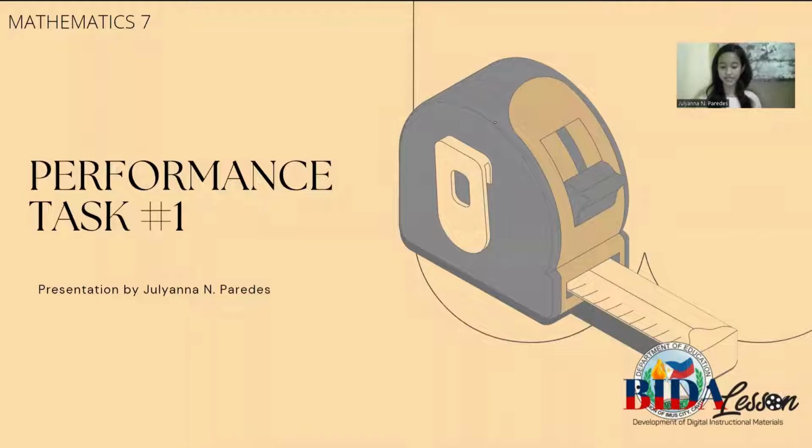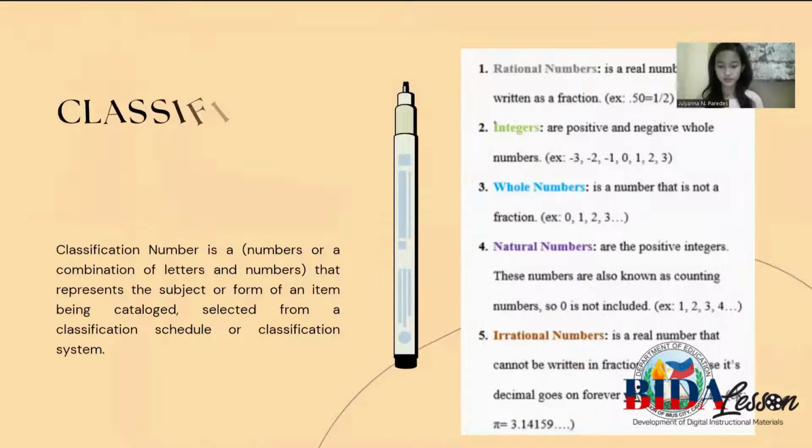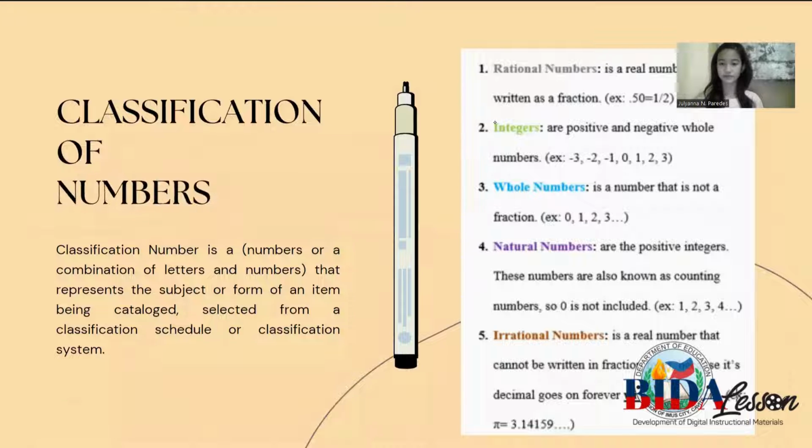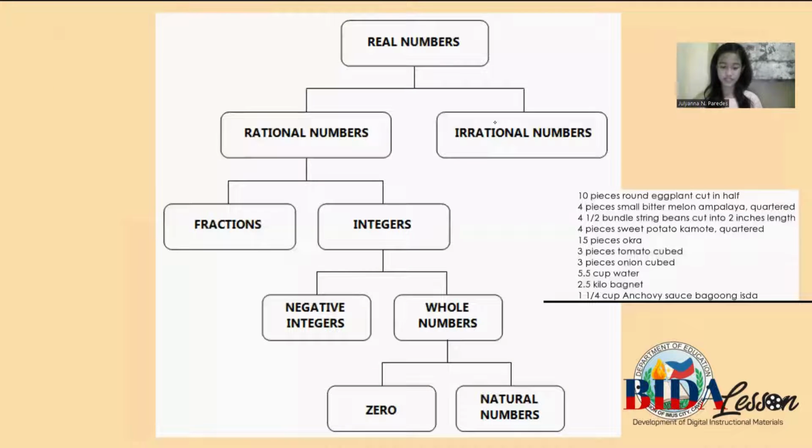Good day everyone, I'm Juliana Paredes from grade 7 AS01 and I'll be discussing my answer in Performance Task 1 in Mathematics 7. So this is the given problem and I'll be using graphic organizer to classify the numbers given above. So there are 5 types of classification of numbers: rational numbers, integers, whole numbers, natural numbers, and irrational numbers. So back to the problem, I'll be using this graphic organizer to classify the given numbers.